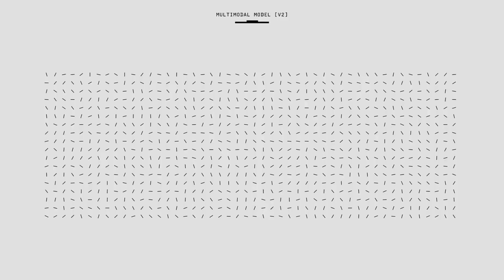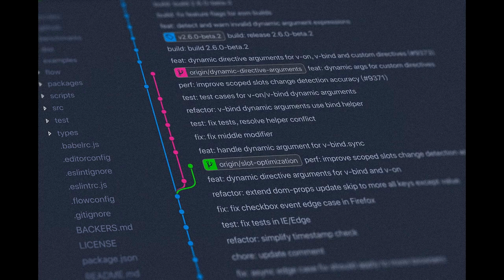The derivative is calculated to determine the direction and magnitude of the weight update. Weight update with alpha.